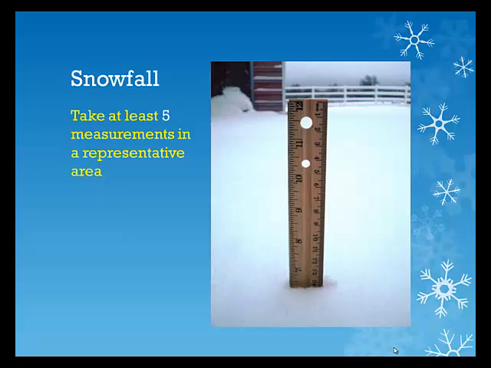When measuring on grass, you should take at least 5 measurements in a representative area and use the average of these as your official total. Oftentimes, in this part of the country, we have a lot of wind associated with snowstorms, so there will be blowing and drifting. Try to avoid areas where it's obviously drifted. Pick out locations that seem representative and use an average.